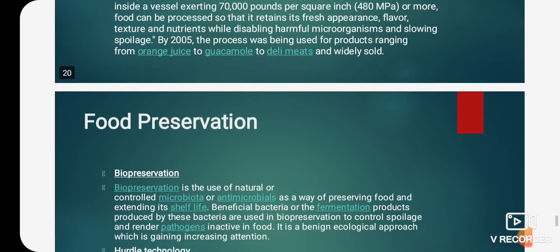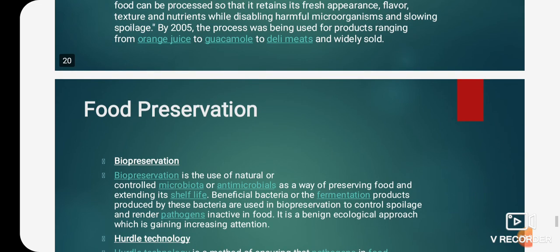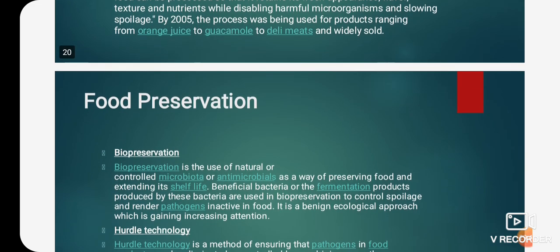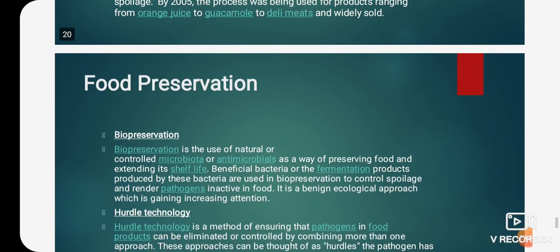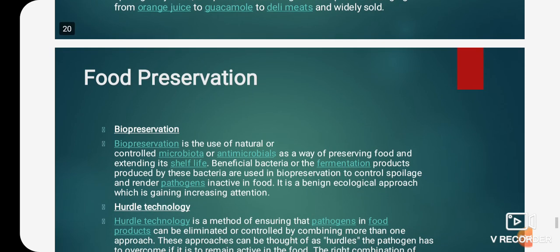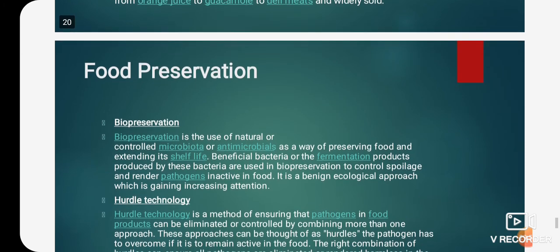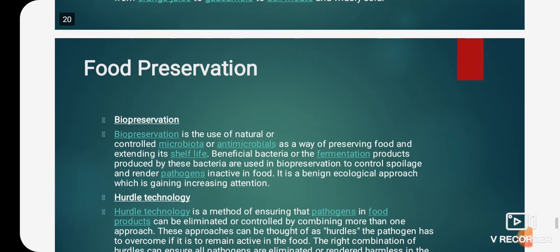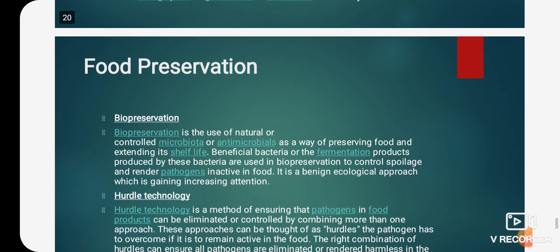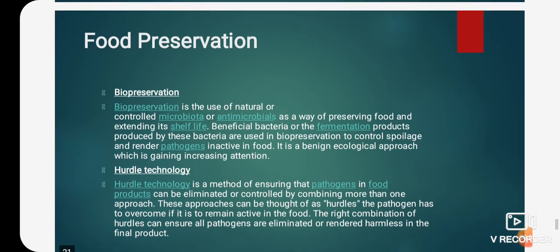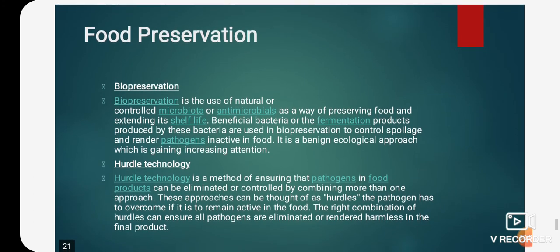Biopreservation. Biopreservation is the use of natural or controlled microbiota or antimicrobials as a way of preserving food and extending its shelf life. Beneficial bacteria or the fermentation products produced by these bacteria are used in biopreservation to control spoilage and render pathogens inactive in food. It is a benign ecological approach which is gaining increasing attention.